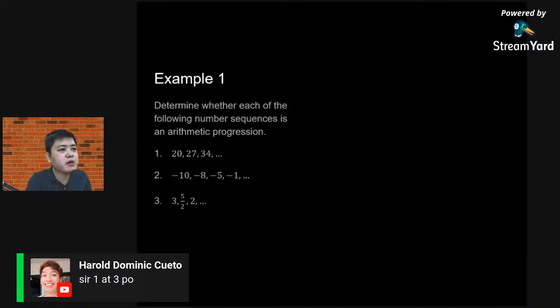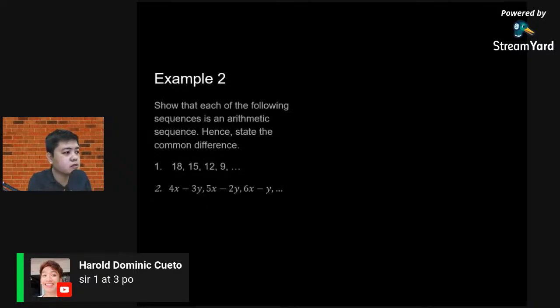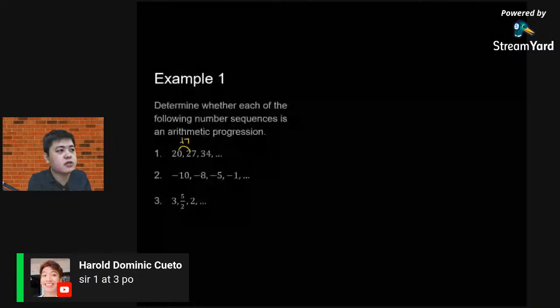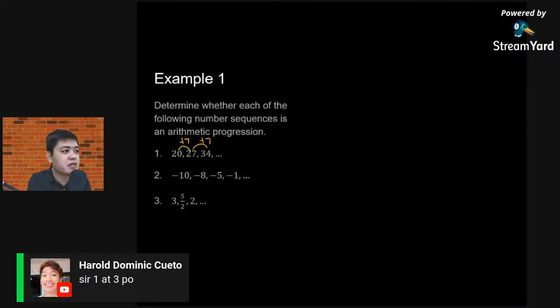So for number 1, it is 20, 27, 34. So 20 to get to 27, you add 7. 27 to 34, you add 7. So the common difference is 7.